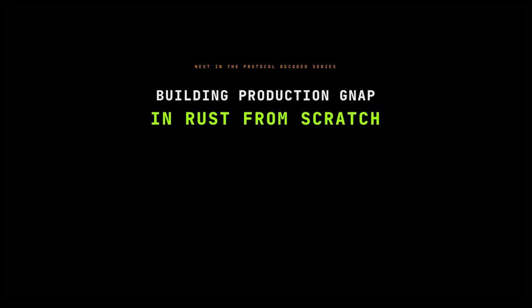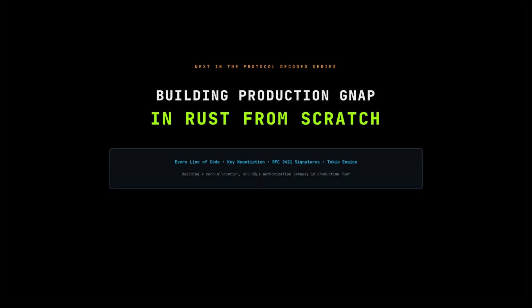In the next video in this protocol decoded series, I will walk you through a complete grant negotiation protocol implementation in Rust, step by step, from grant request to key bound access tokens. You will have a production ready auth layer by the end.